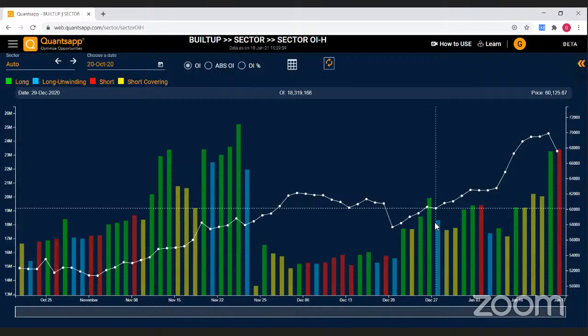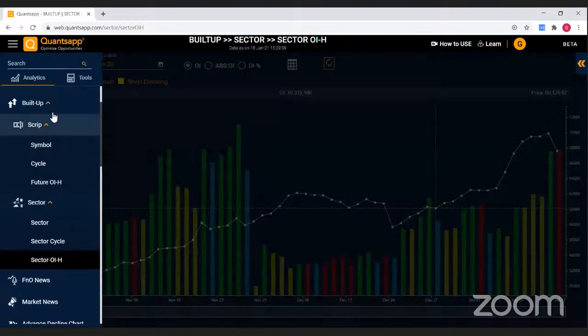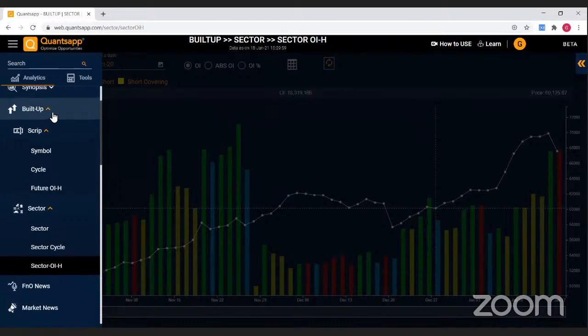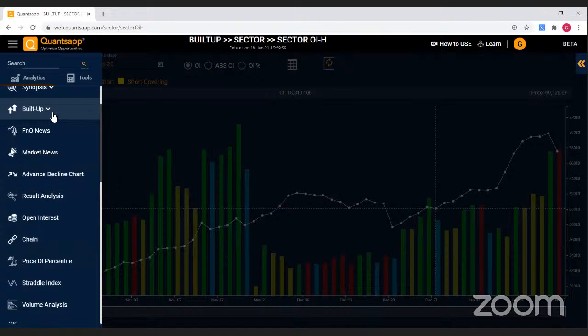So this was a small demo about the build-up tool, looking at how you can use all these things. Now we will move to the next tool. If you guys have any problem, or if you want to know more about the build-up tool, please ask us.